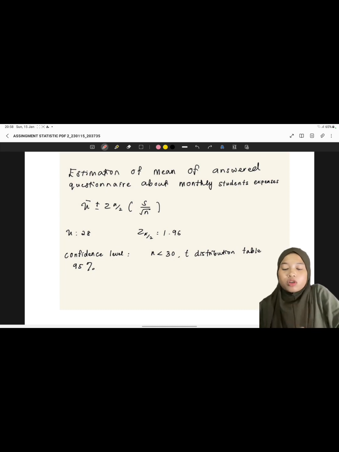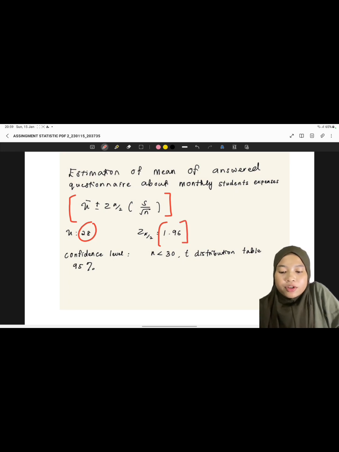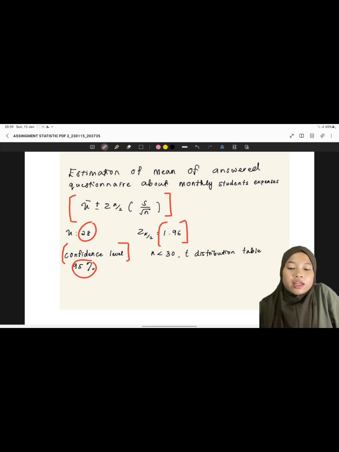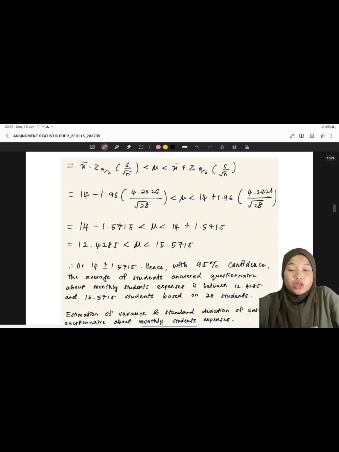Next, we find the estimation of mean. To find the estimation of mean, we use this formula. The value of n we have is 28. Z alpha over 2 we have 1.96. We use 95% as the confidence level. Since n is less than 30, we use the t distribution because the sample is small.